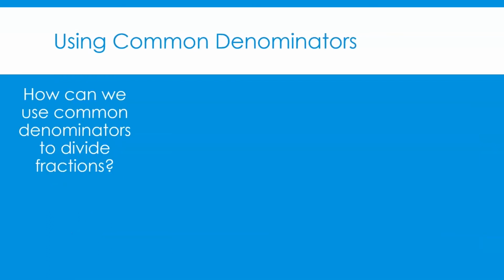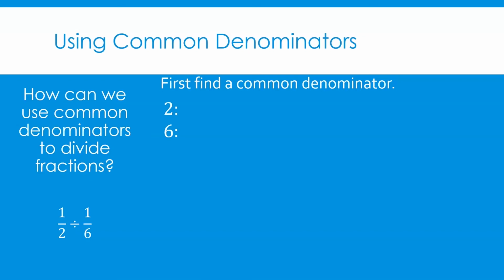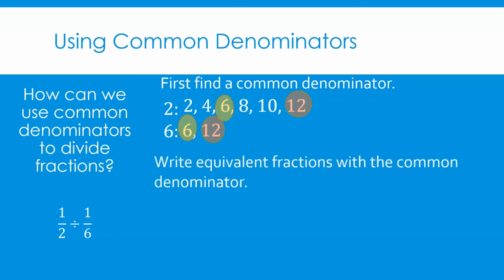How can we use common denominators to divide fractions? To solve the problem 1/2 divided by 1/6, first we need to find a common denominator. Our denominators are 2 and 6. First, find the multiples of 2. Then, find the multiples of 6. We can see that 6 and 12 are common multiples of 2 and 6. Next, we need to write equivalent fractions with the common denominator. I can rename 1/2 to sixths by multiplying by 3/3. 1/2 is equivalent to 3/6.